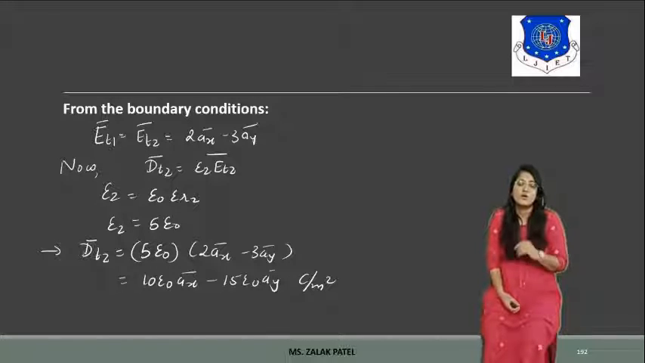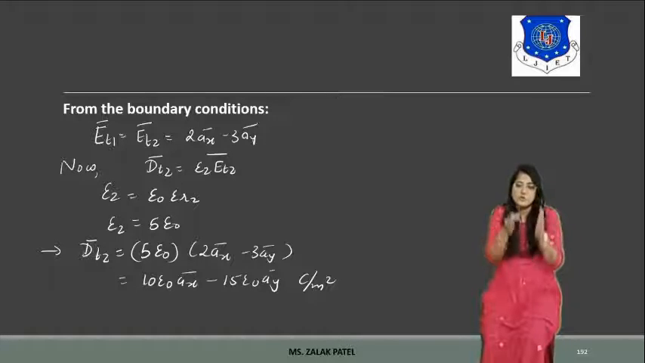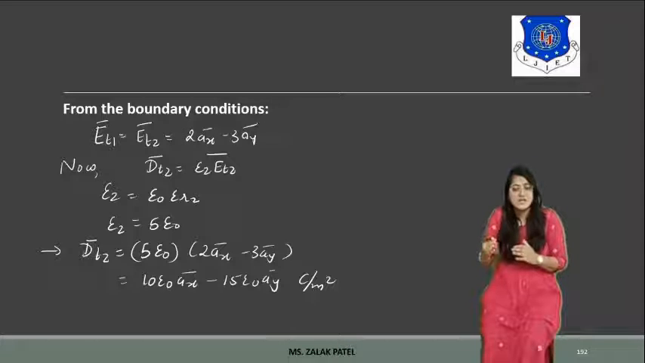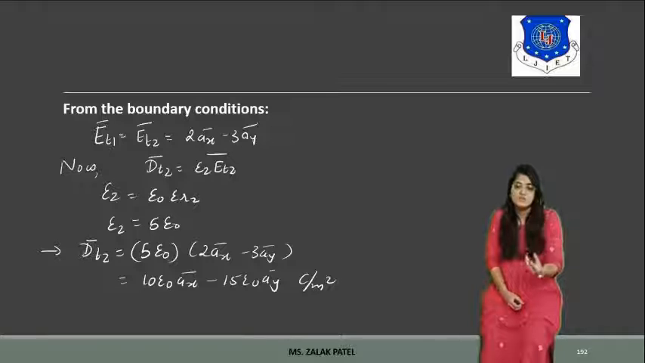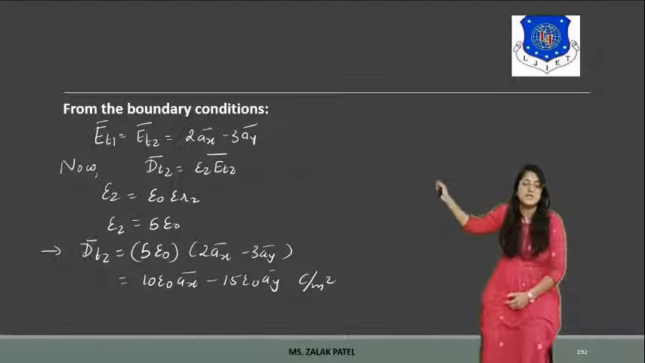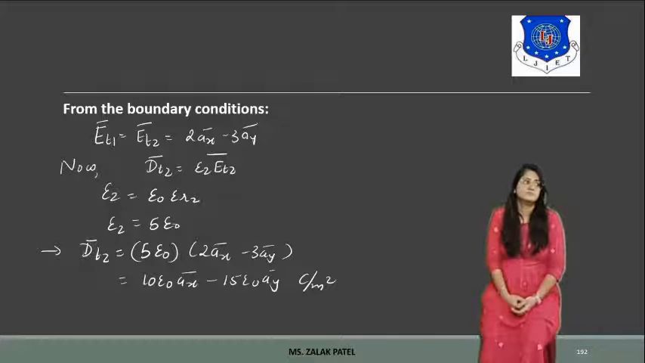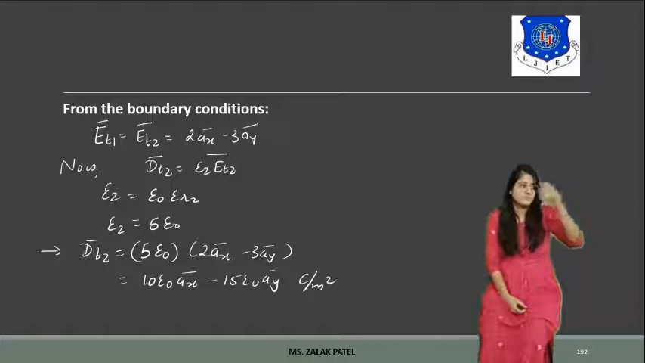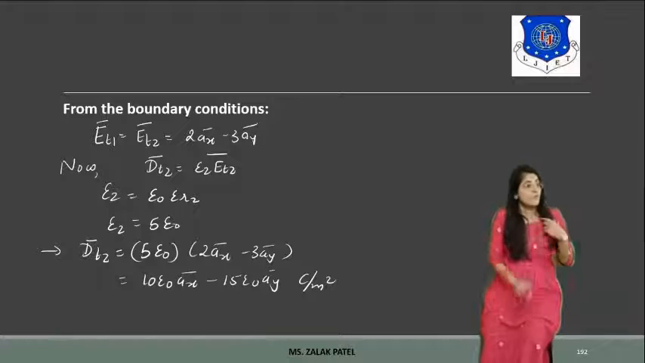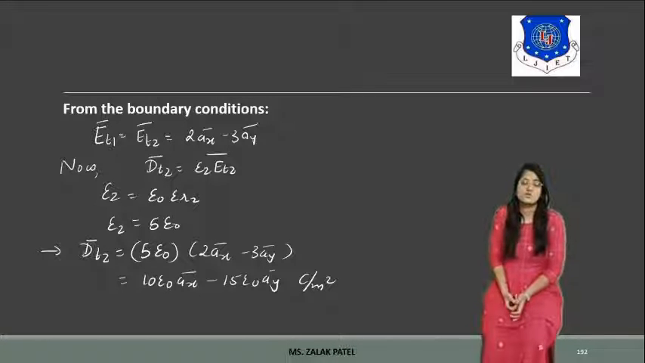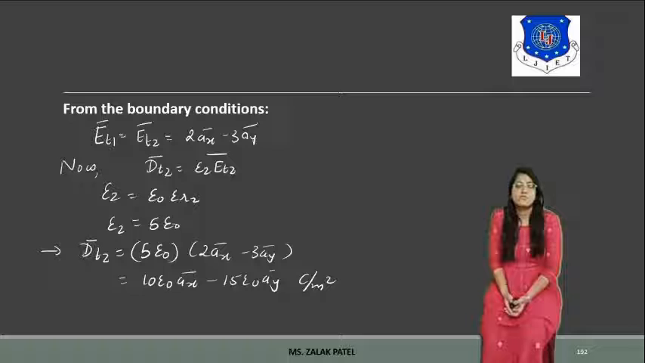Ultimately we have to find the D2 bar, and D2 bar is the addition of the tangential component and the normal component. So basically we require Dt2 and Dn2. Let's first find Dt2. Dt2 is equal to epsilon 2 into Et2. First let's put the value of Et2 in this equation.